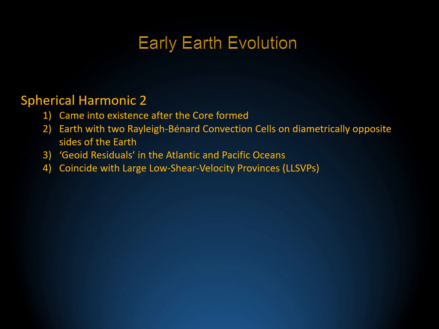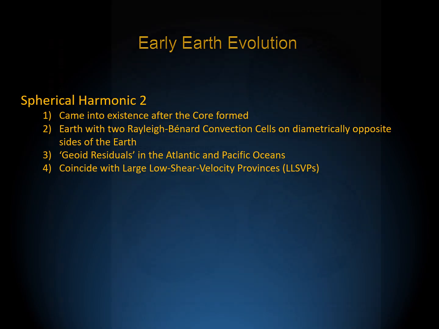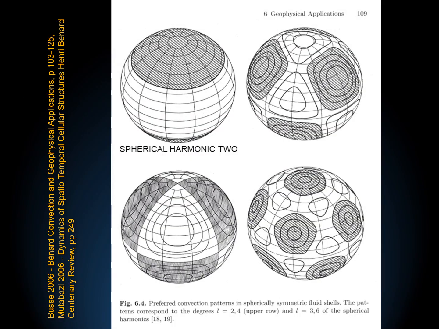Number 1. Came into existence after the core formed. 2. Earth with two Rayleigh-Benard convection cells on diametrically opposite sides of the Earth. 3. Geoid residuals in the Atlantic and the Pacific Ocean on diametrically opposite sides of the Earth. 4. Coincide with large low shear velocity provinces, LLSVPs.